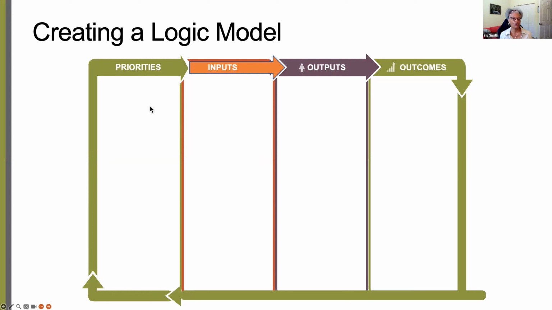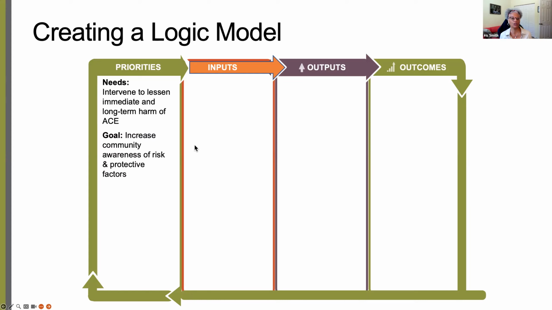As I said before, you start with your priorities. We've already determined that we've got to do something about the immediate and long-term harm of adverse childhood experiences. So that's our need we'll work with. So how are we going to do that? Well, we want to increase community awareness of risk and protective factors. That's one goal. Now, we can have multiple goals. I just selected one for this little demonstration.